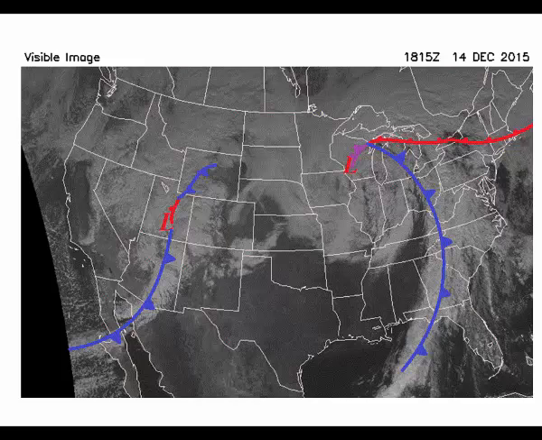Next, they look at a visible satellite image associated with two areas of low pressure across the continental United States on December 14th of 2015. And overlaid with this visible satellite imagery is the position of the surface low and the respective fronts. If we were to look at this comma-shaped appearance of the low pressure over the Great Lakes region and sort of think of that as an animation, you'd see a counterclockwise swirl associated with that, indicating the circulation that we know to be associated with low pressure.